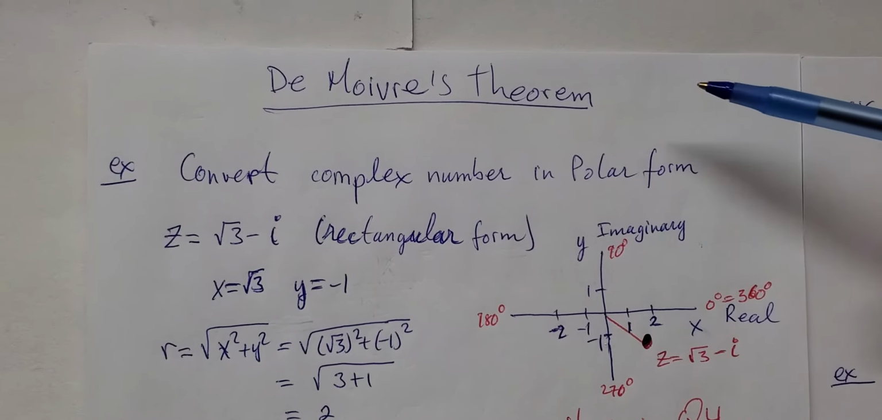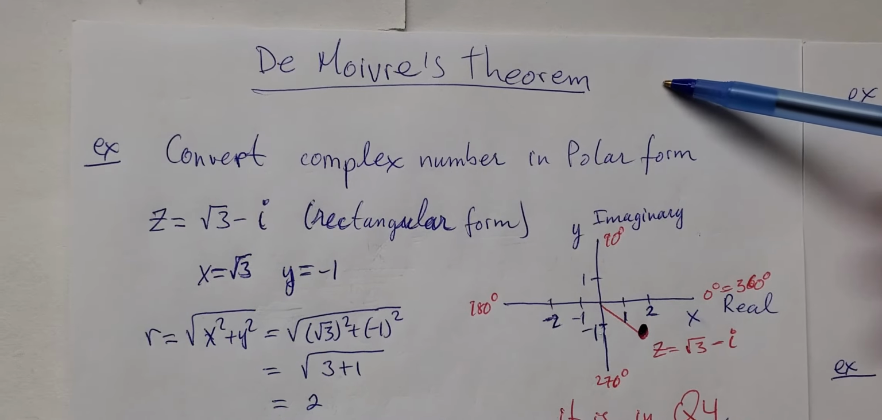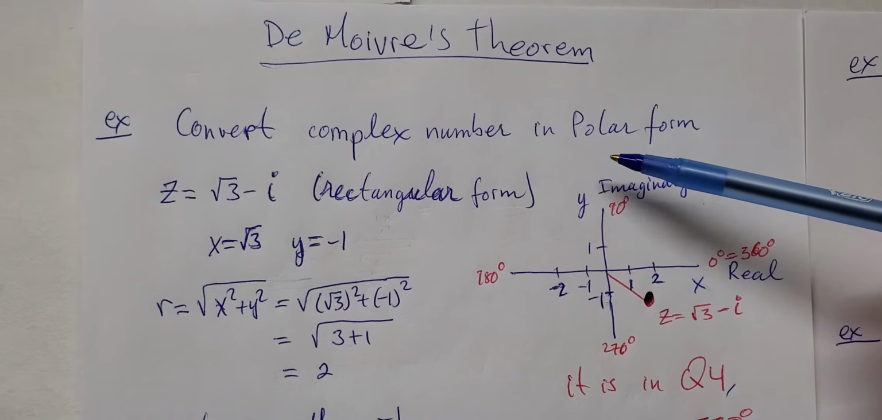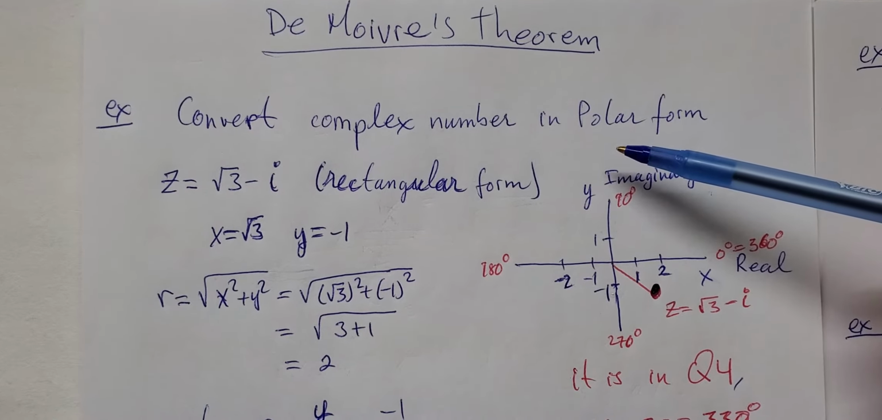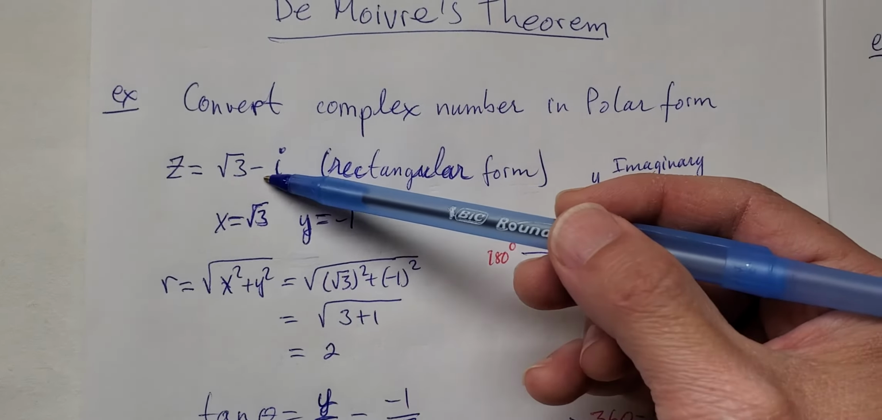This lesson is the Moivre theorem. Again, it is called the Moivre theorem. So here we are going to convert a complex number into polar form. Okay, so here I have what a complex number looks like. We're going to change this into polar form.